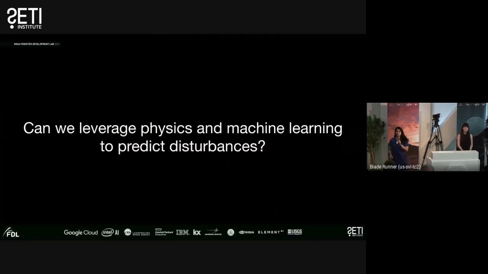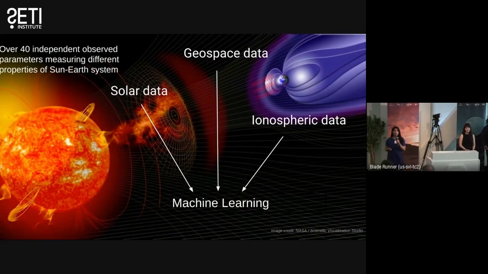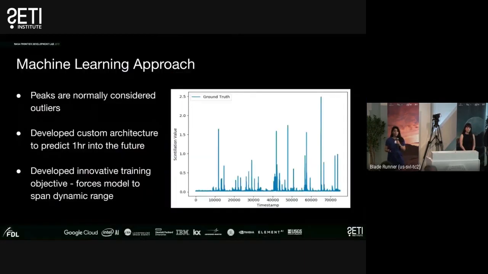Our solution to solving this problem relies on a data-driven approach. Can we leverage physics and machine learning to predict these disturbances? Because as we know, machine learning can sometimes help us deduce patterns in the data that are otherwise very hard for humans to see. In this study, we use over 40 independent observed parameters measuring different properties of the Sun-Earth system, spanning all the way from the solar wind to the interplanetary medium and into the ionosphere. And we use all of them as inputs into our machine learning model.